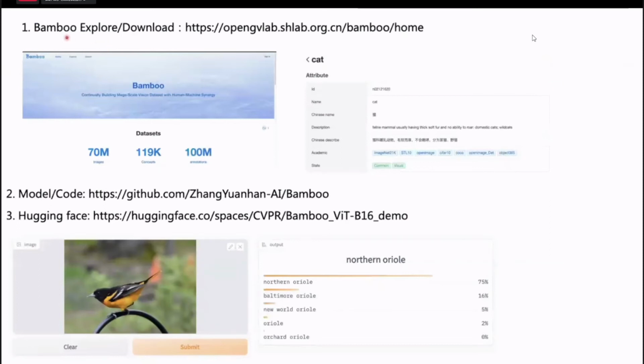You can explore and download Bamboo data at this website, and you can download our Bamboo pre-trained model on this website. Finally, you can try playing with the Bamboo pre-trained model on Hugging Face. Okay, thanks for listening. That's all for my presentation.